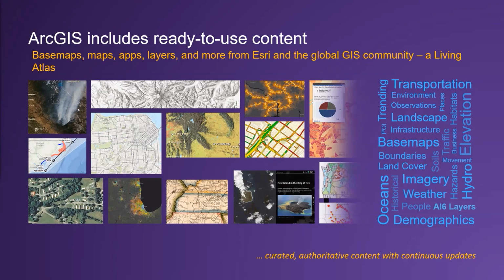Living Atlas is the foremost collection of worldwide geographic information provided by both Esri and the global GIS community. This community includes all types of organizations, from federal, state, and county governments, cities, environmental groups, universities, and even private companies. Today, we'll be focusing on some of the federal data sets available for your mapping needs and how to use that content.